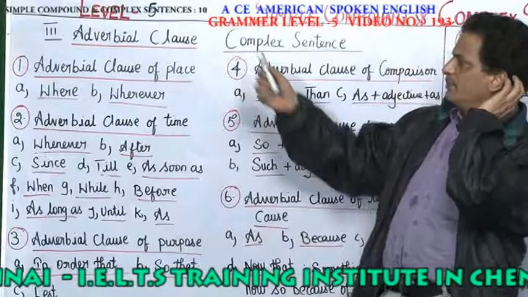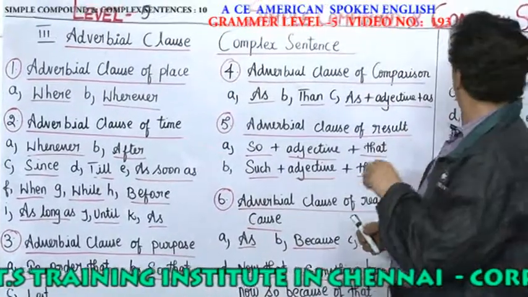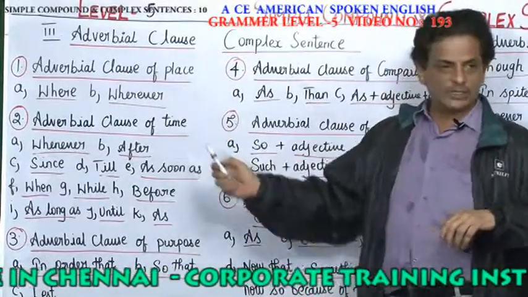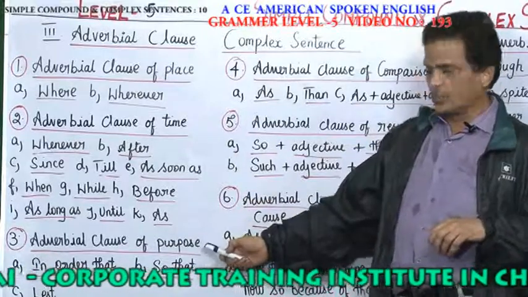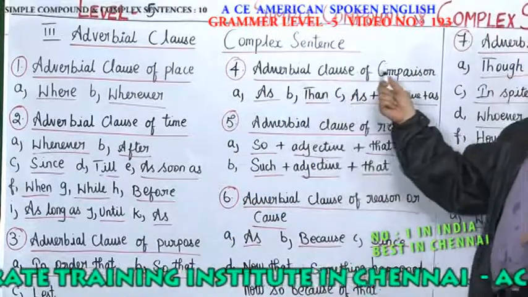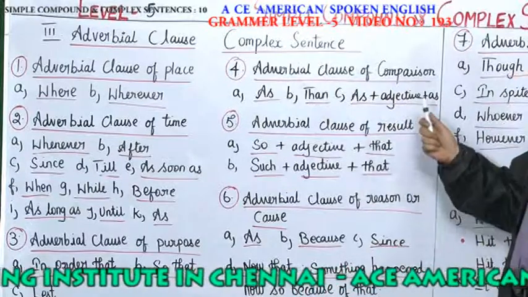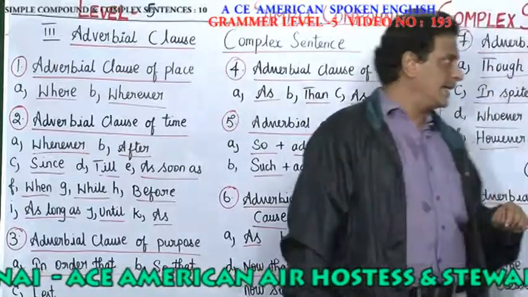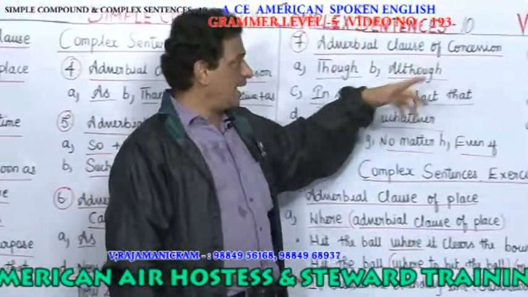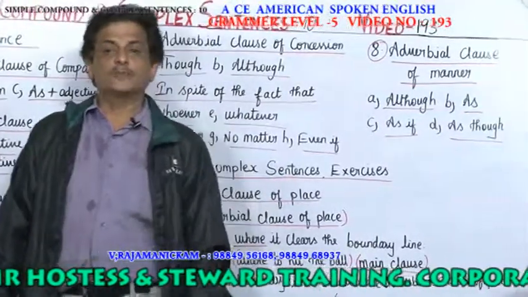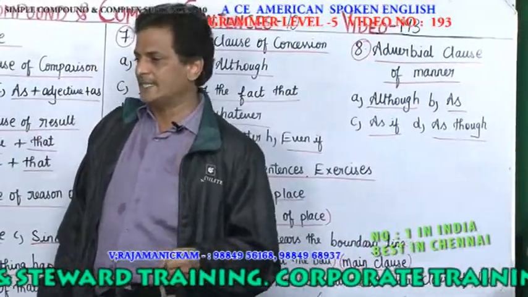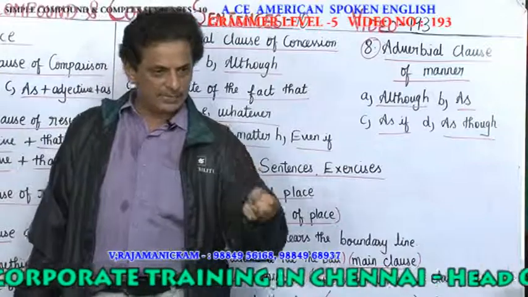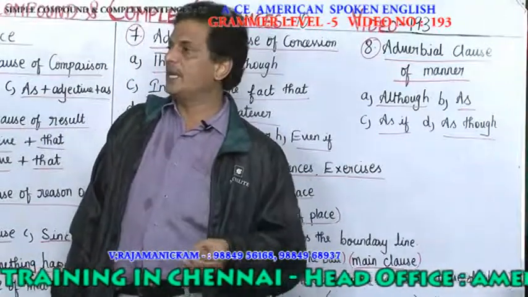Now we have come here to adverbial clause. Adverbial clauses are divided into parts. One is adverbial clause of place, adverbial clause of time, adverbial clause of purpose, adverbial clause of comparison, adverbial clause of result, adverbial clause of reason or cause. Clause means sentence. And here, adverbial clause of concession, and the 8th part, adverbial clause of manner. So the complex sentence is divided into 3. One is noun clause, second is adjective clause, and third is adverbial clause.